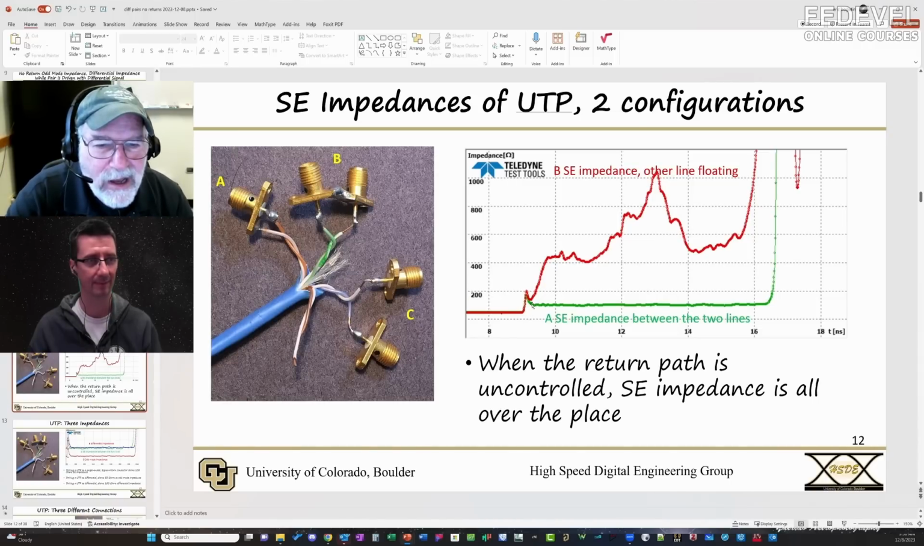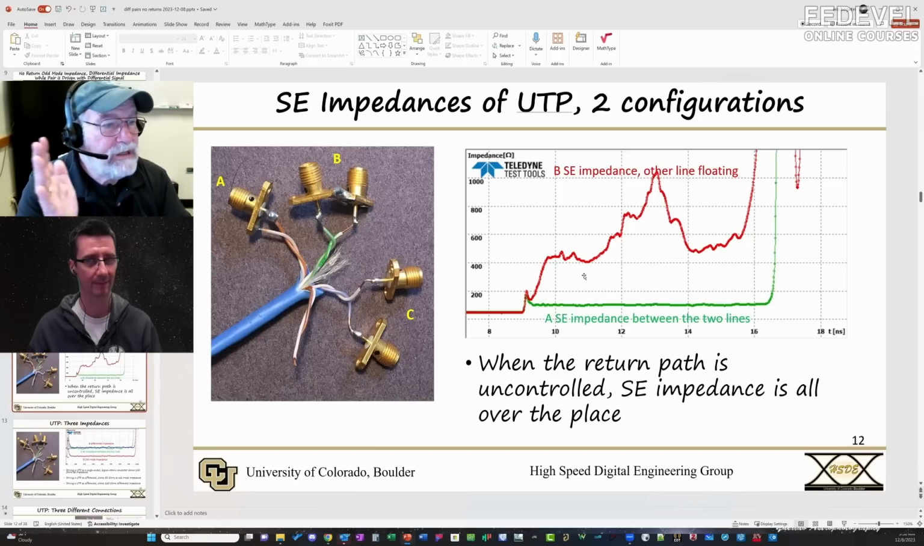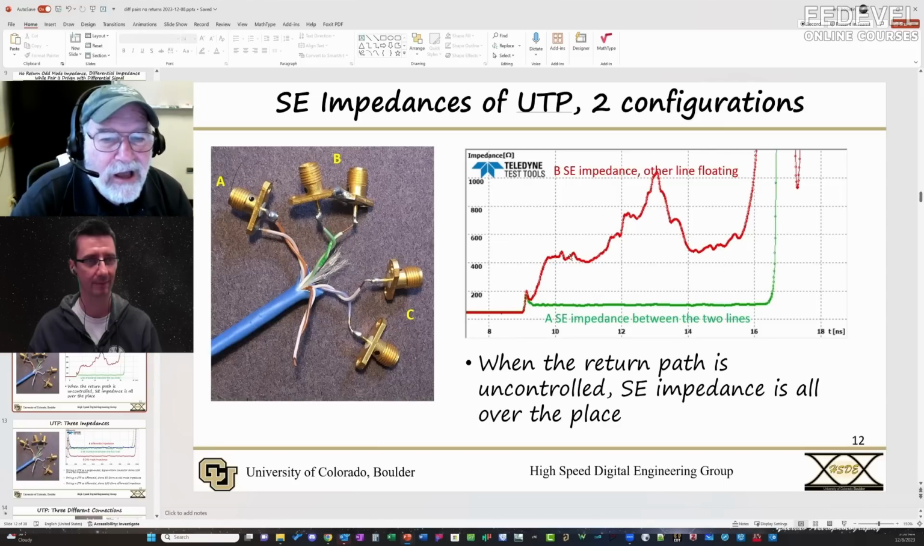And sure enough, look what happens to the single-ended impedance of this line. It encounters this convoluted return path all over the place, really far away. And look how high the single-ended impedance of this line is. 400 ohms, 1,000 ohms. It's all over the place. And then the open at the far end. It's an uncontrolled impedance. It's a wire sitting in space.